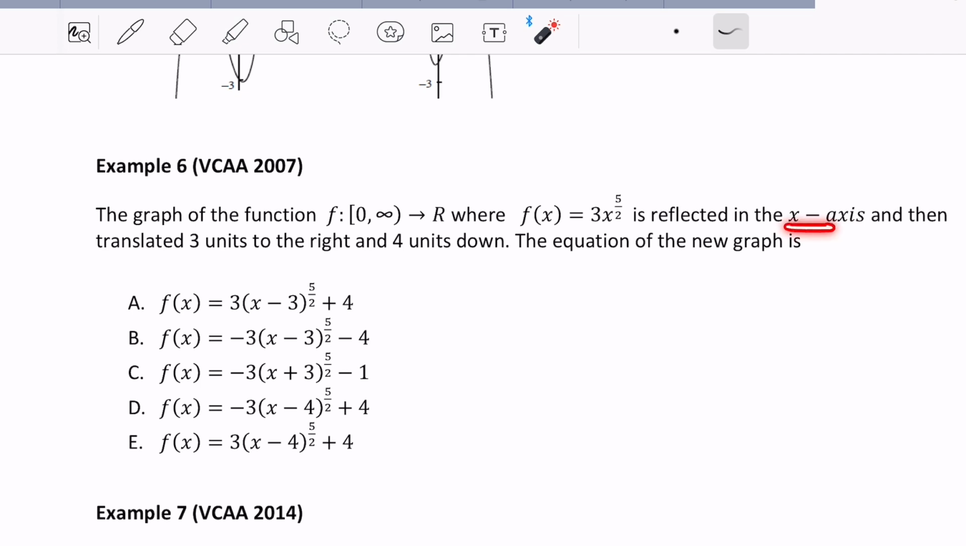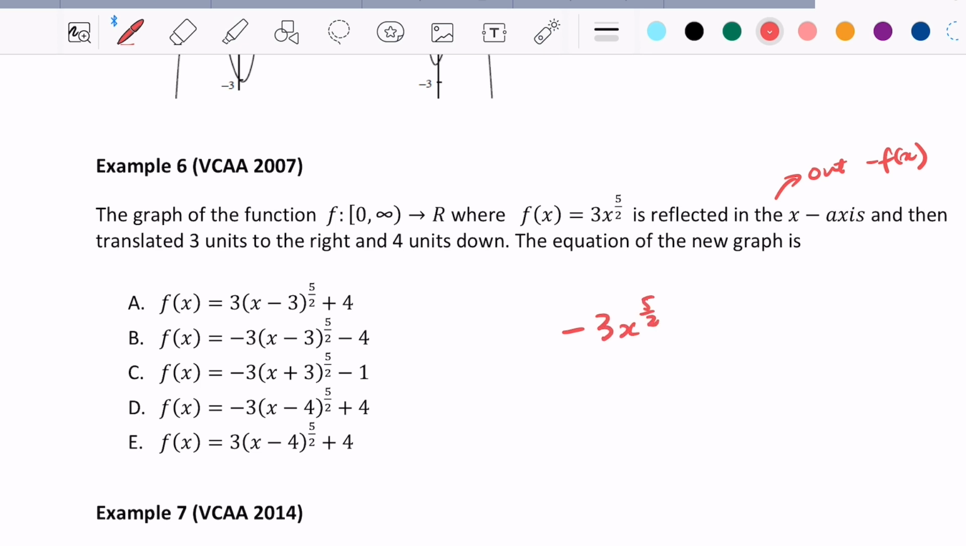But when it's just a reflection in the x-axis, remember in the x-axis is always on the outside, so it's negative f of x. And then translations, they're quite easy to be able to just recognize. So a reflection in the x-axis would look like this, and then also our translation if we've got 3 units to the right. So we'll usually go x - 3 and 4 units down. So we would expect it to then be -4 down.